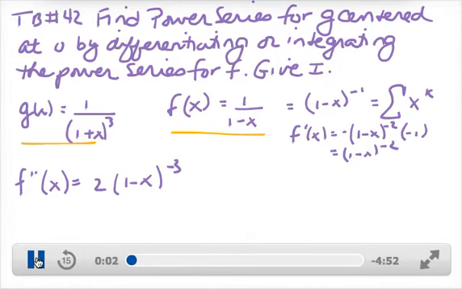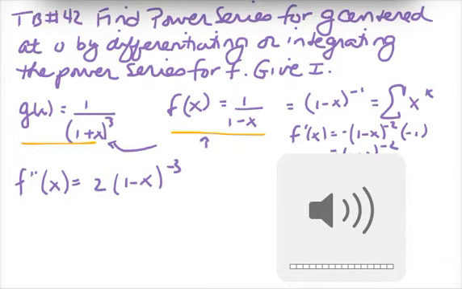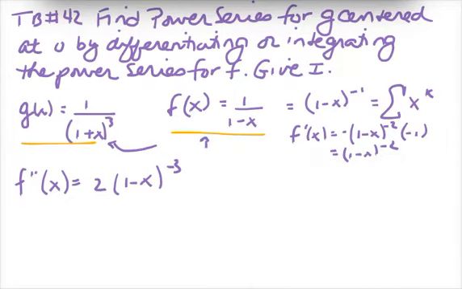So in this example, we're asked to find a power series for a function g of x centered at 0 by differentiating or integrating the power series for f. So you're going to be working on f to get g. And hopefully you notice that g of x is a multiple of the second derivative, right? Because you have a power of 1 here and a power of 3 here.